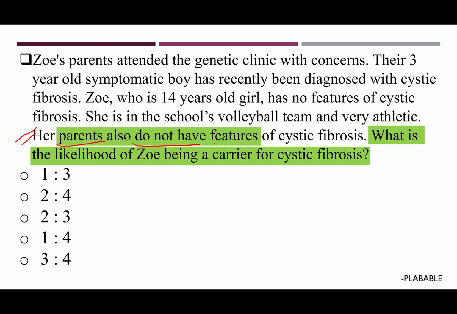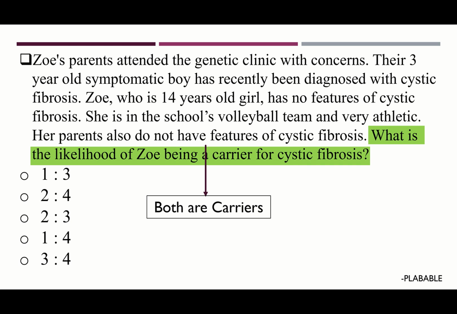Since they do not have features. They didn't say that they're healthy, they said do not have features, which means they are not affected, but they are carriers. Both of them are carriers. In an autosomal recessive condition, this girl has both parents being carriers. Okay, this is the meaning of this line.